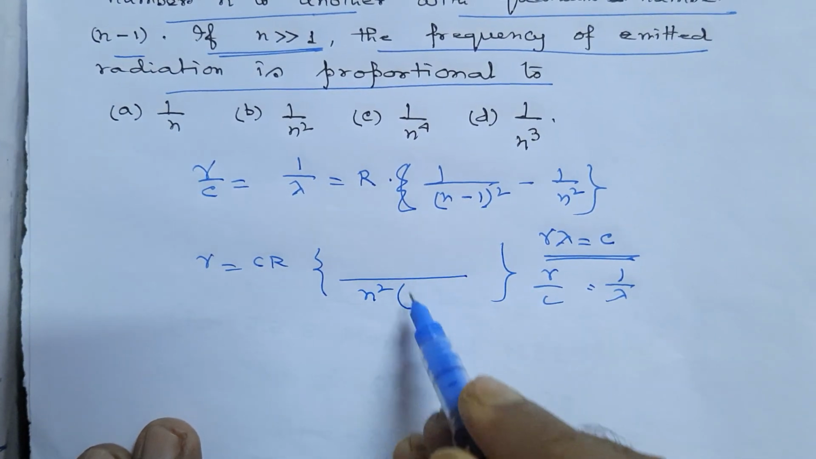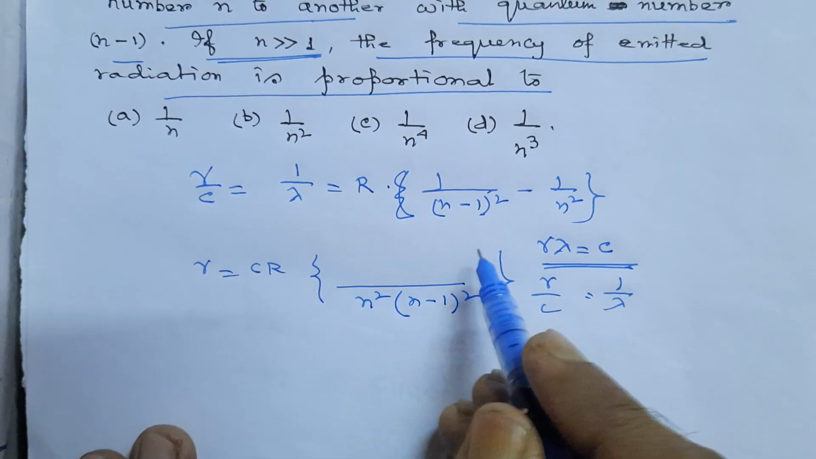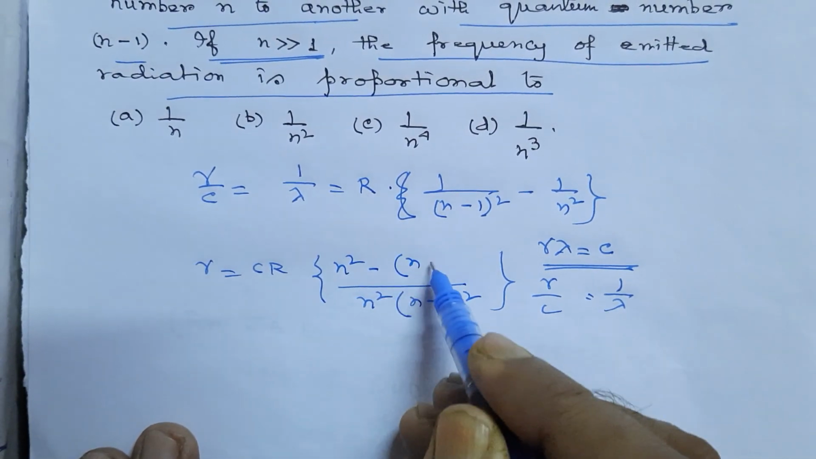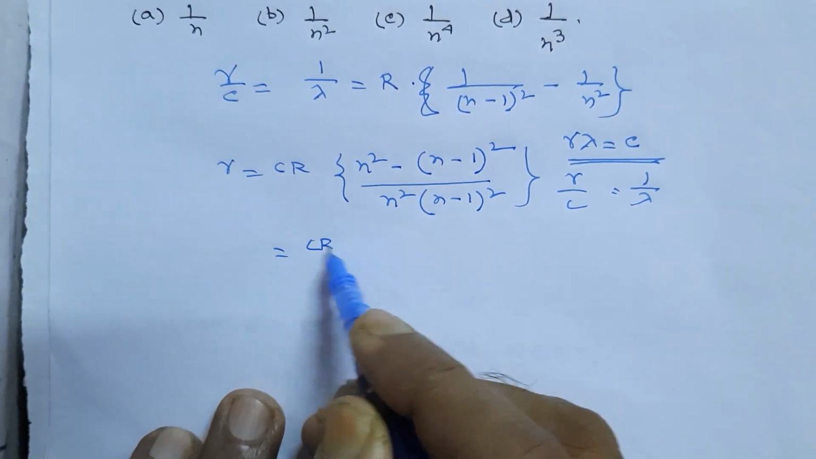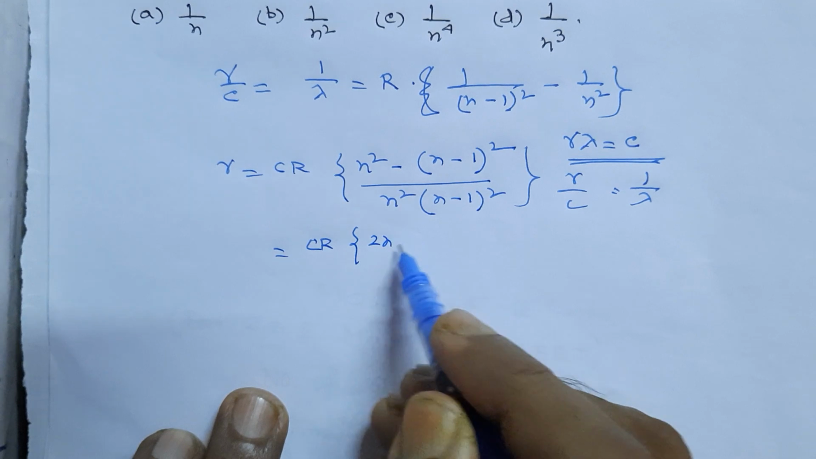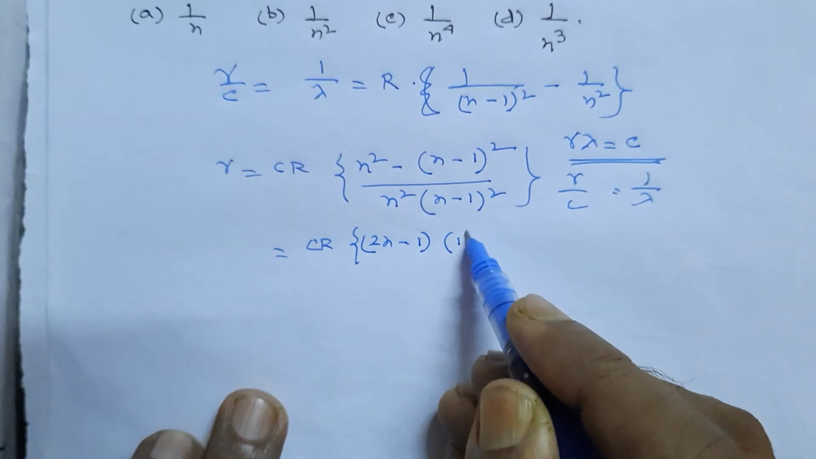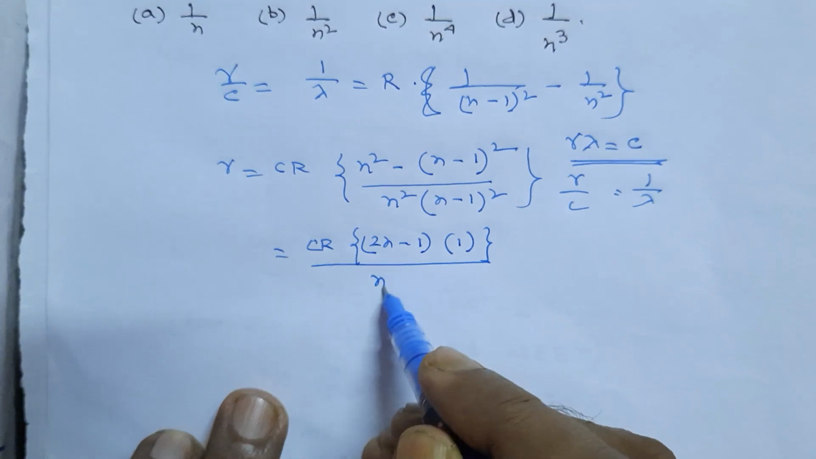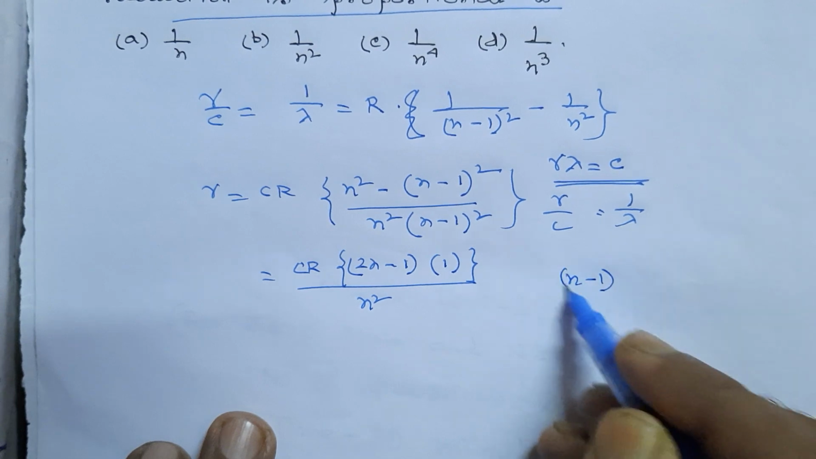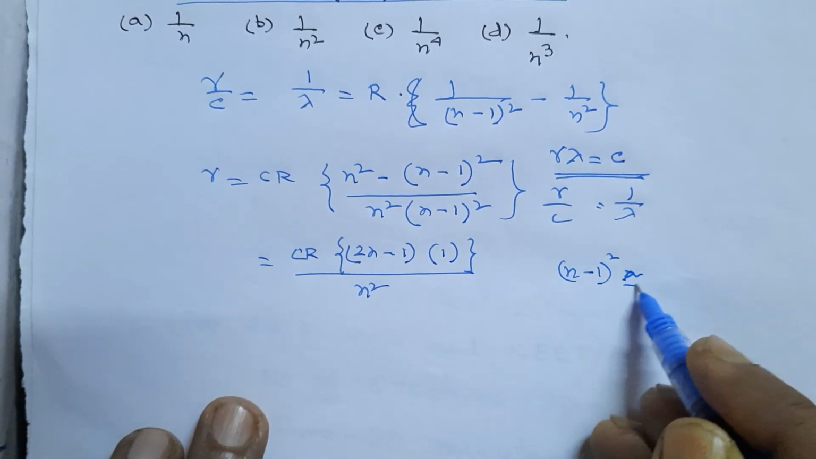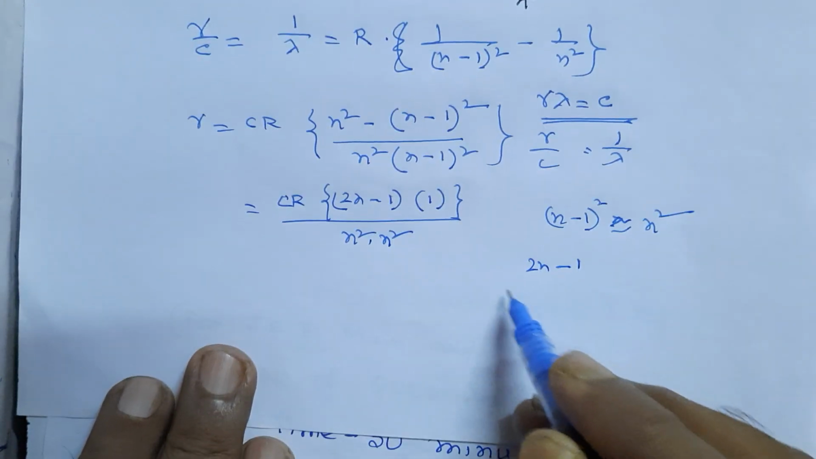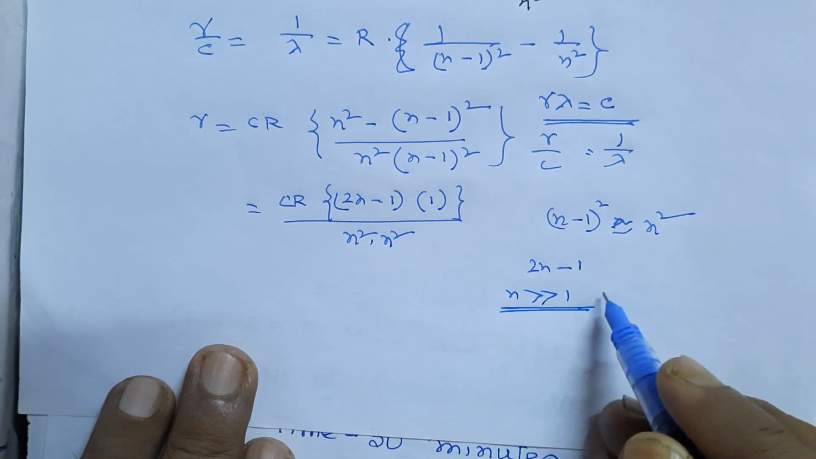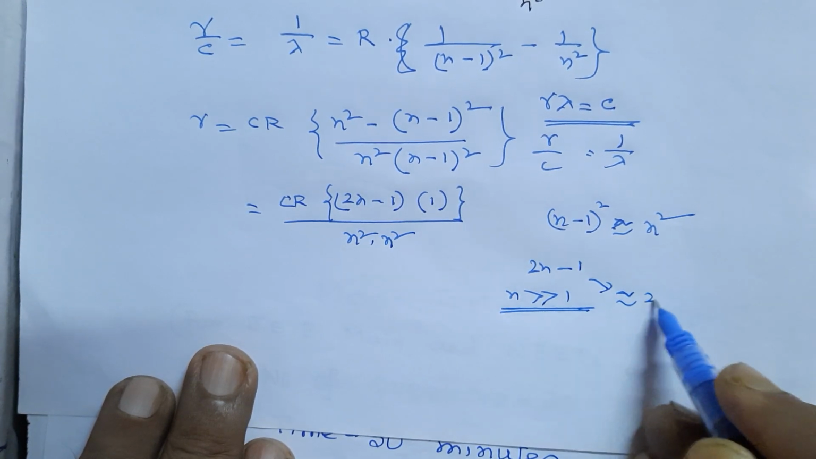N square into n minus 1 whole square, n square minus n minus 1 whole square. So that equals Cr into a square minus b square, a plus b, that is your 2n minus 1, and a minus b gives you just 1, n square, where n is much greater than 1. So n minus 1 whole square nearly equals n square. Let us put it here. And also 2n minus 1, as n is much greater than 1, is roughly equal to 2n.